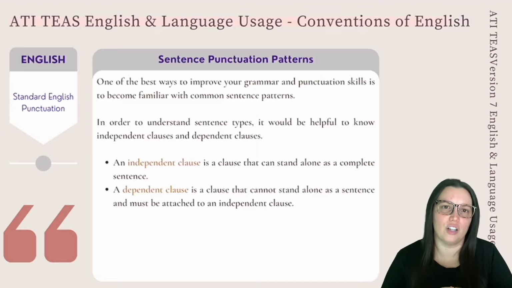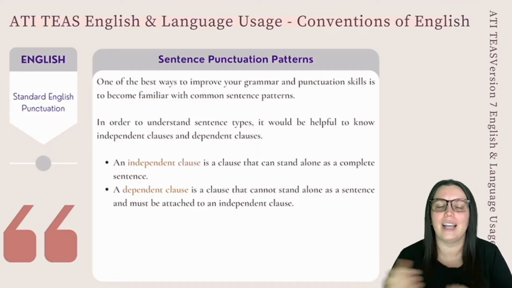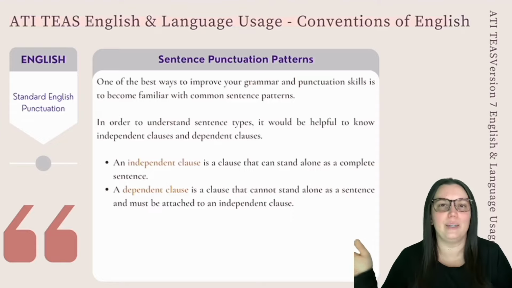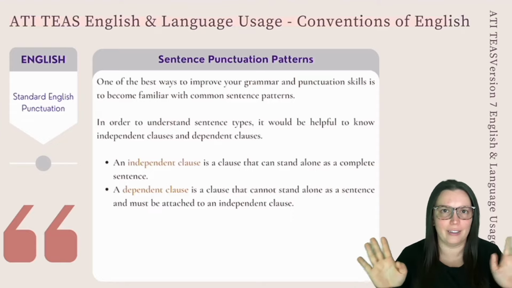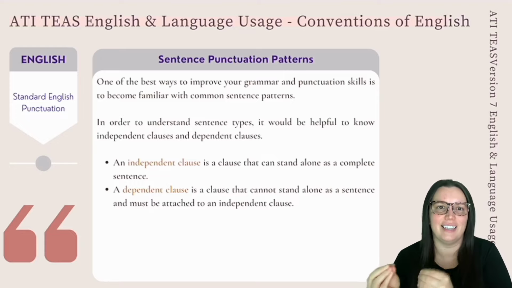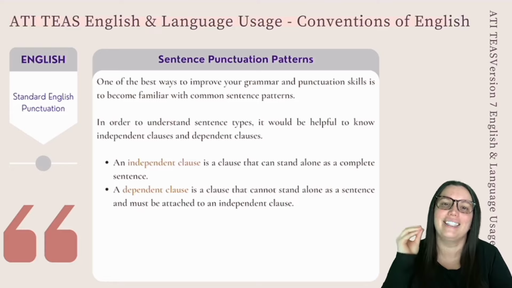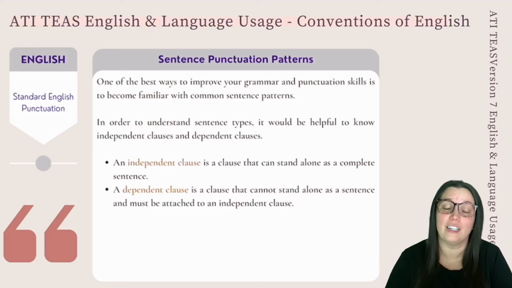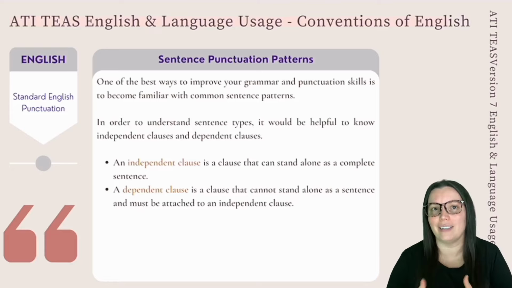An independent clause is a clause that can stand alone as a complete sentence. It's very independent. It doesn't need nobody else to make it better. Whereas a dependent clause is a clause that cannot stand alone as a sentence and has to be attached to an independent clause in order to make sense.